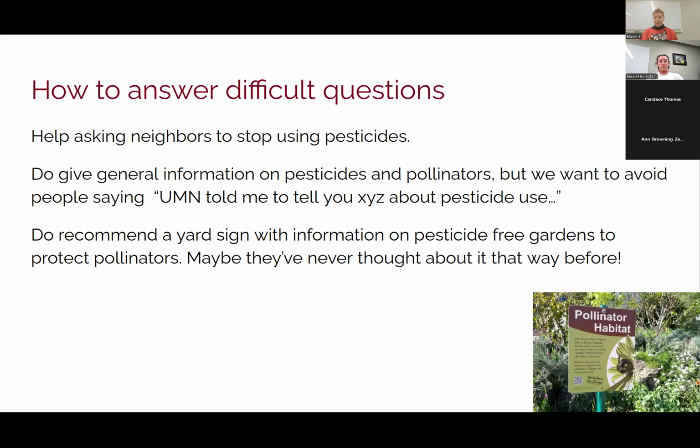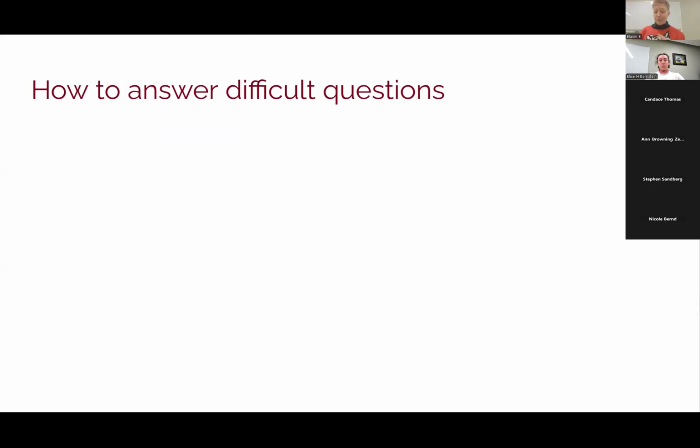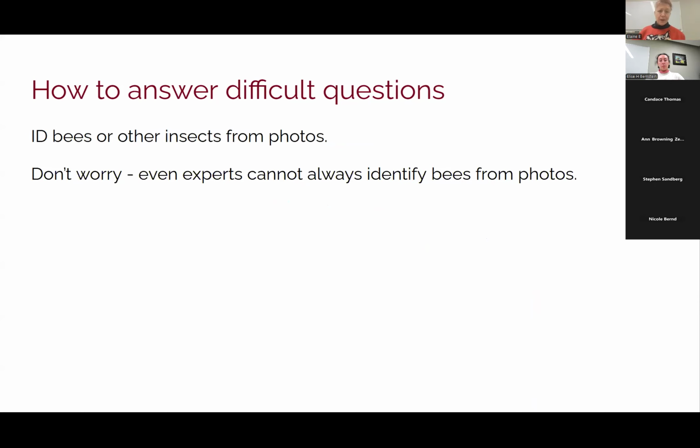Another thing that people can do when they are dealing with this situation is to have a yard sign with information on pesticide-free gardens and ways to protect pollinators. And this can be a way to educate people who are around you, and they may not have thought about pollinators being present in people's yards and gardens. And yeah, there's a big diversity of pollinators that will show up in people's pollinator gardens.